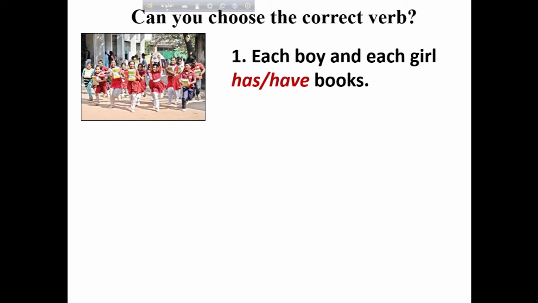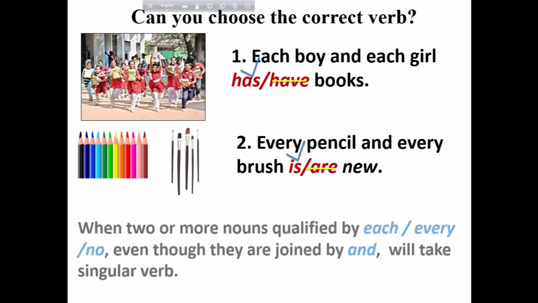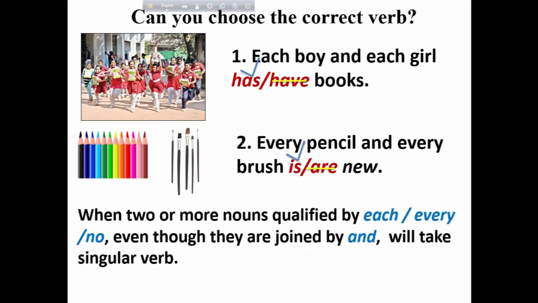Each boy and each girl has or have. So each boy and each girl is also singular. Every pencil and every brush. So it will be is. When two or more nouns are qualified by each or every or no, even though they are joined by and, it will take a singular verb.